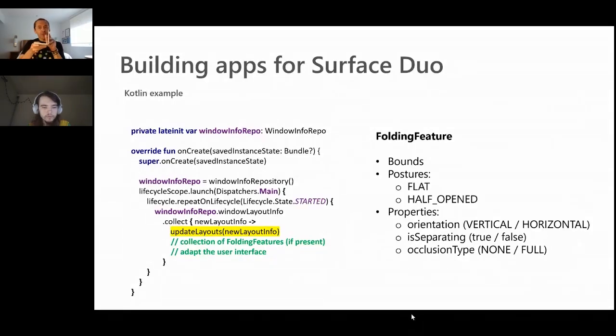Is it flat or half opened? Is it horizontal or vertical? Does the hinge occlude pixels, or is it basically just a continuous flow? So there's all this information available to your code that in Kotlin or in one of the other cross-platform frameworks, you can make decisions and adjust your layout accordingly.